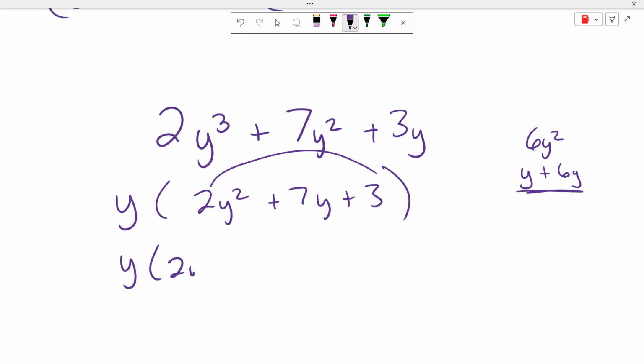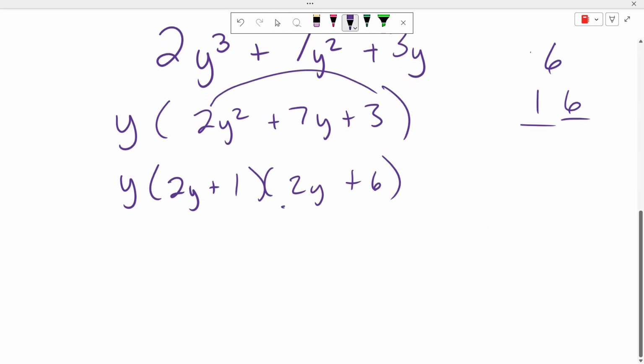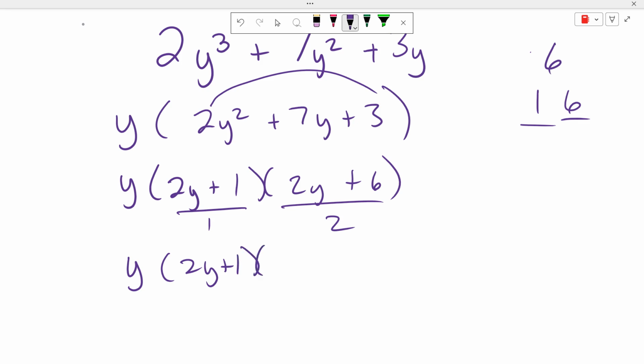So we're going to go 2y plus y, or actually 2y, we just want 6 and 1 and 6. So 2y plus 1 and 2y plus 6. Okay, we write the two factors down. Then we divide by the greatest common factor of each. We got a 1 and a 2 there, right? So it's y times 2y plus 1 times y plus 3.